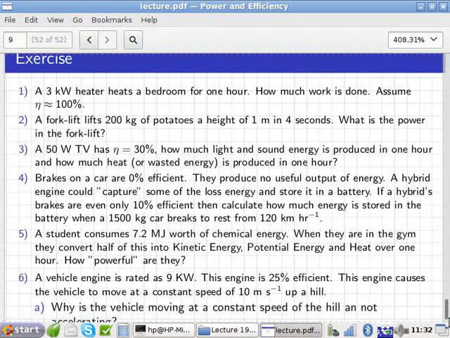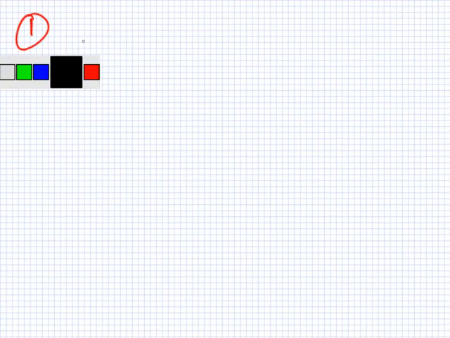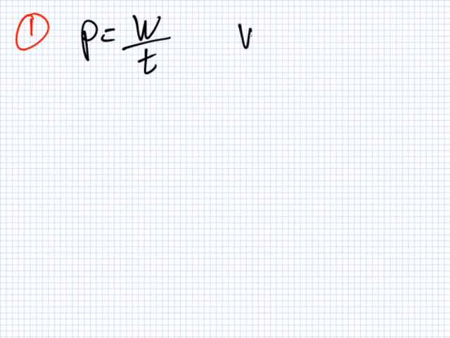Okay. So a 3 kilowatt heater heats a bedroom for 1 hour. How much work is done? Okay. So power is work over time. So work is power multiplied by time. It's 3 kilowatts. And the time, what's the time? 1 hour. How many seconds?